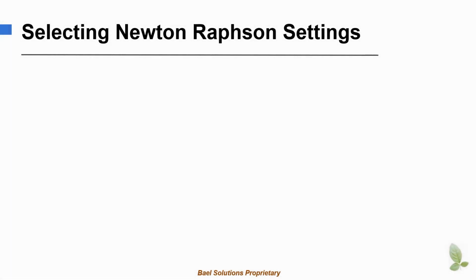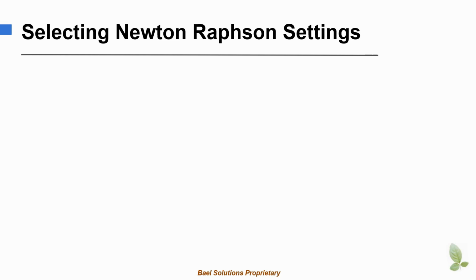In this session, we learned about ANSYS substep and convergence settings. Now, we are going to see ANSYS settings related to the Newton Raphson iterative method.